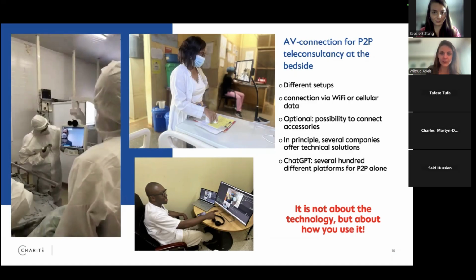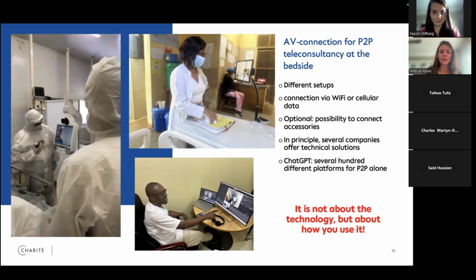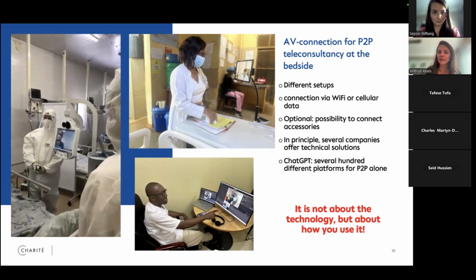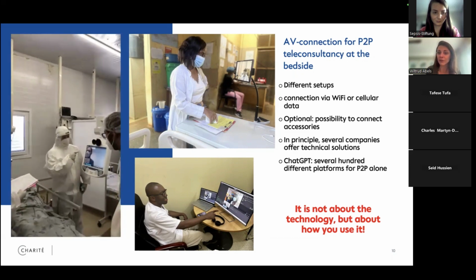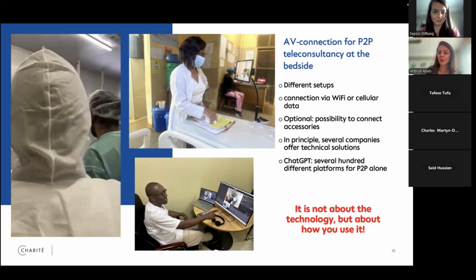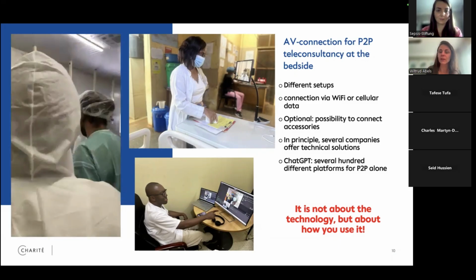Obviously, all of these need connection to the internet. The technology is evolving quickly, and today we can have these connections via Wi-Fi, but it's not even necessary to have a high functioning Wi-Fi with big bandwidth at your hospital, but you can also use in the meantime cellular data or even satellite-based internet. So when you build your approach, it's obviously an essential thing to think about: how am I going to connect? How am I going to achieve stable connectivity for my teleconsultancy solution that I'm picking?